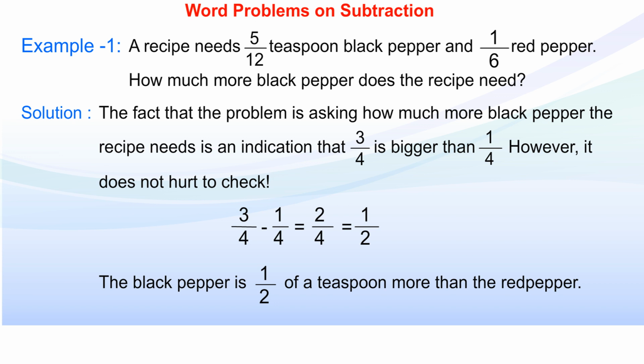Solution. The fact that the problem is asking how much more black pepper the recipe needs is an indication that 3 by 4 is bigger than 1 by 4. However, it does not hurt to check. 3 by 4 minus 1 by 4 equals 2 by 4. 2 by 4 equals 1 by 2. The black pepper is 1 by 2 of a teaspoon more than the red pepper.